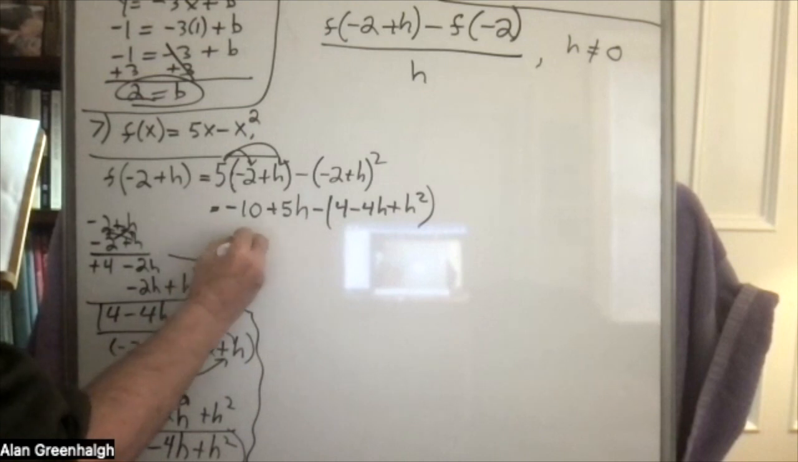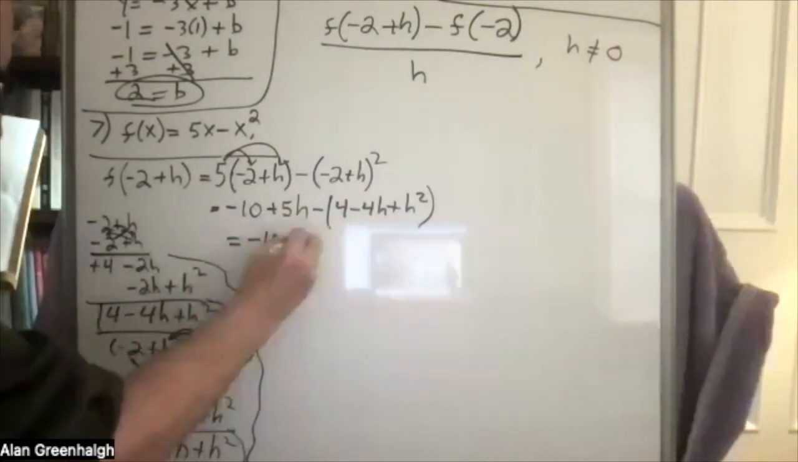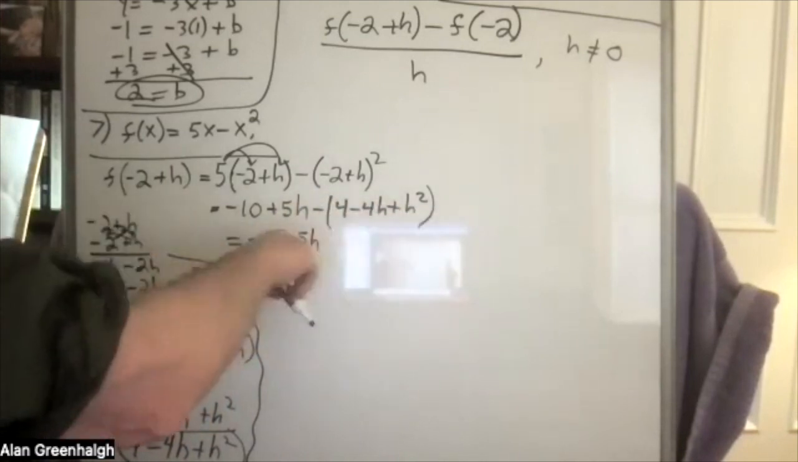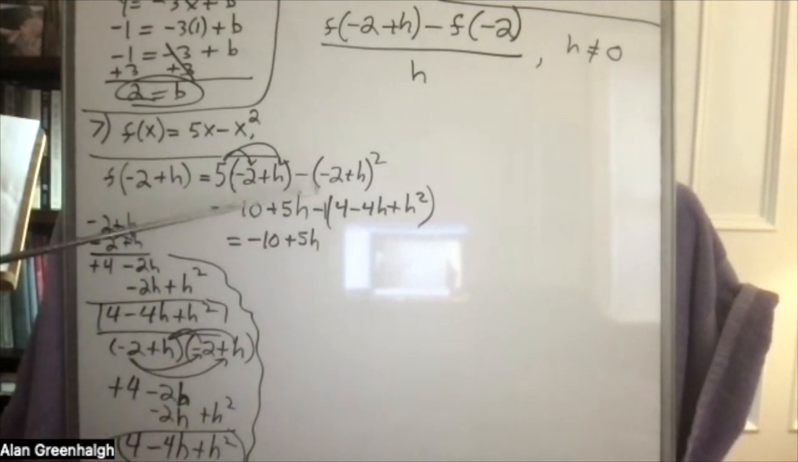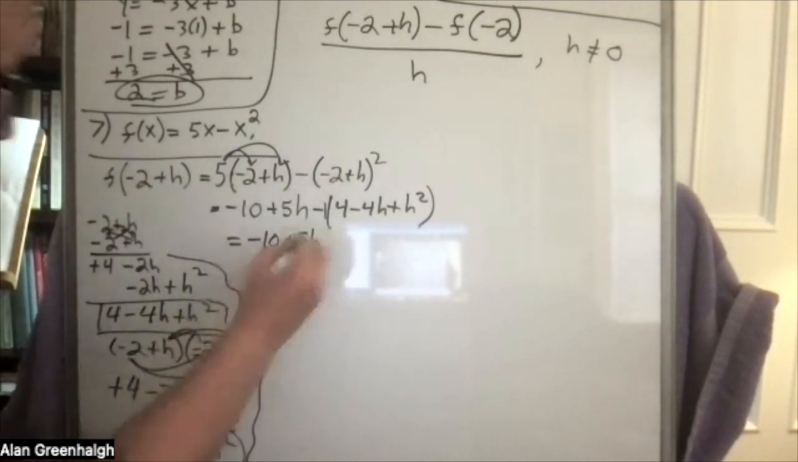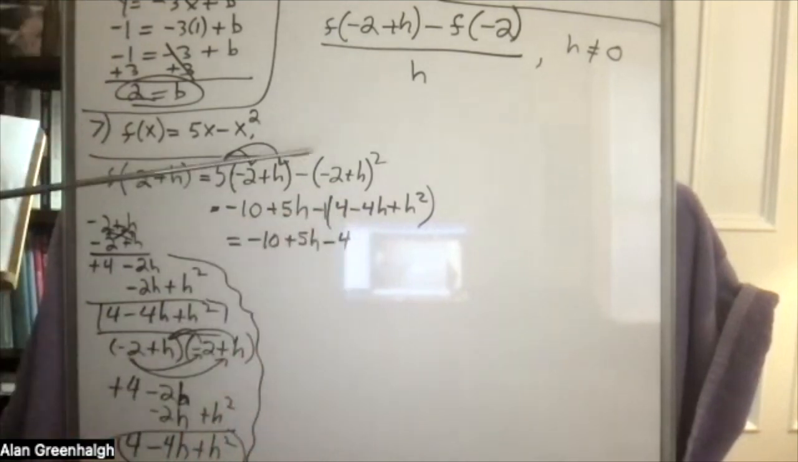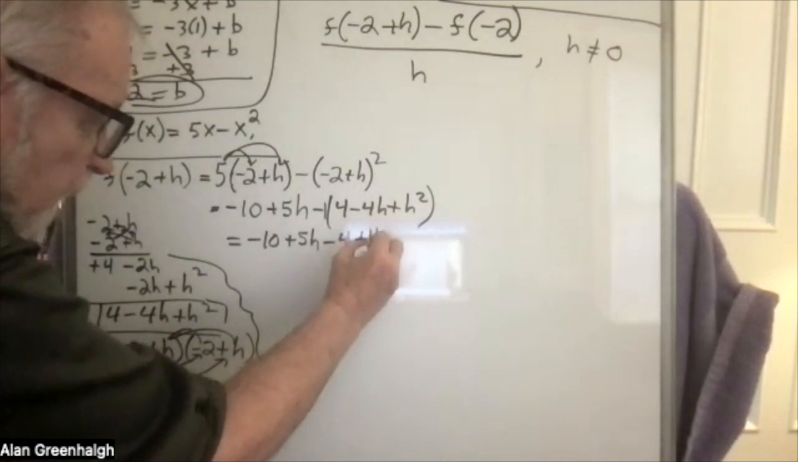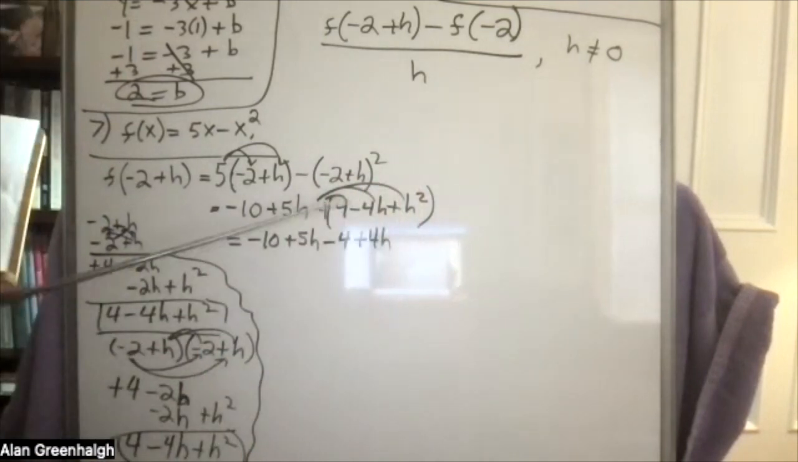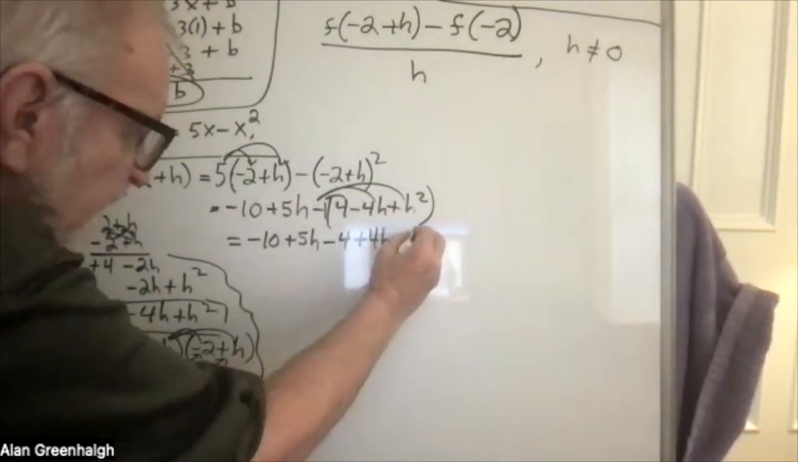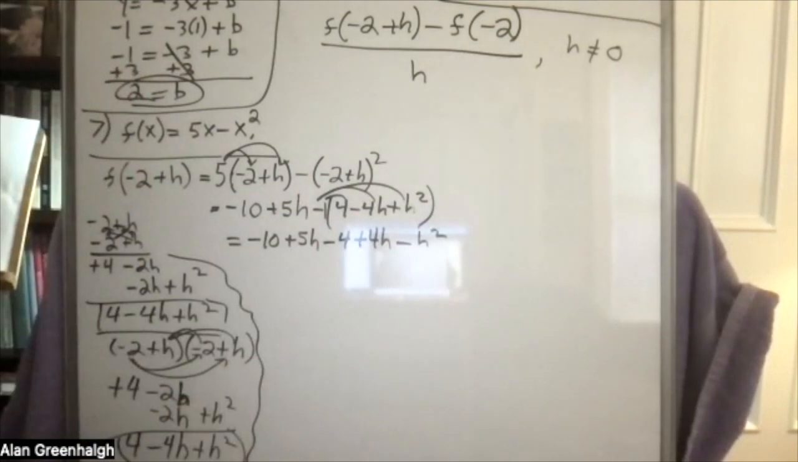Now, I would like to get rid of these parentheses. So this is like a 1. So negative 1 times 4 is negative 4. Negative 1 times negative 4h is positive 4h. Negative 1 times h squared is negative h squared. And now we combine like terms.